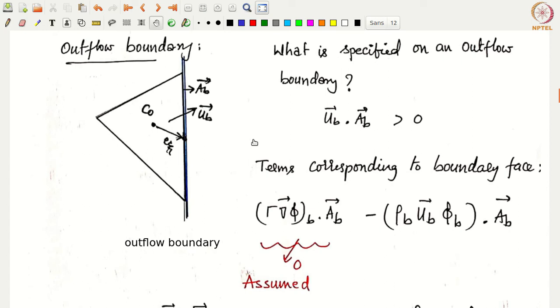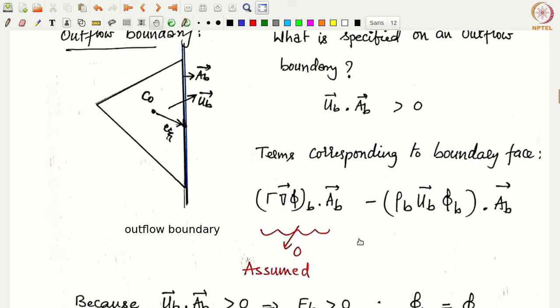What about the terms that correspond to the boundary phase? We can write a similar equation for this particular cell, where we have contribution of the interior phases and contribution of the boundary phase. We will only look at the boundary phase. The boundary phase is basically gamma grad phi b dot ab bar minus rho b ub bar phi b dot ab bar, right? So you have the diffusion part and the convection part. Now for most of the fluid flow problems that we encounter, we assume that the diffusion component is 0.